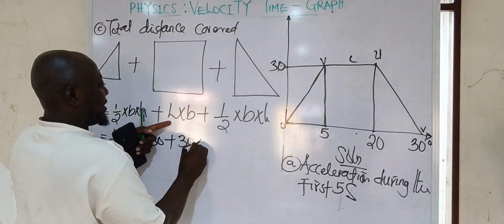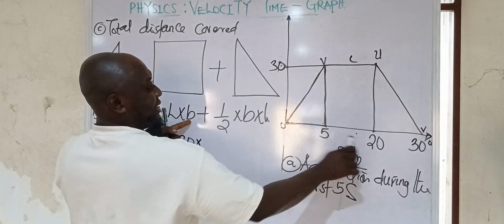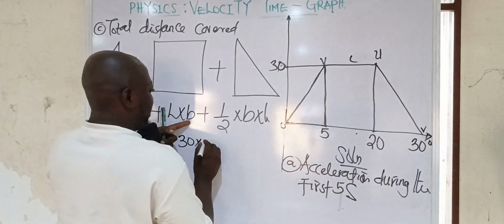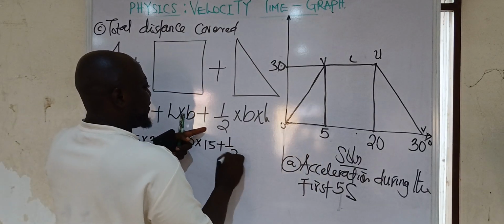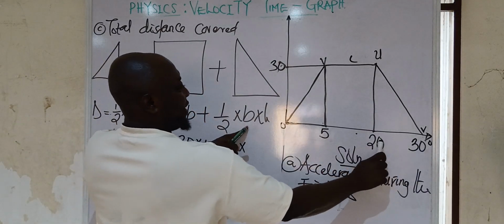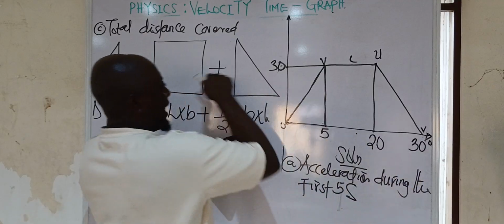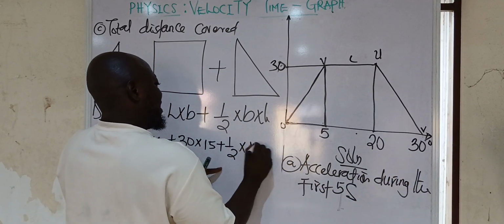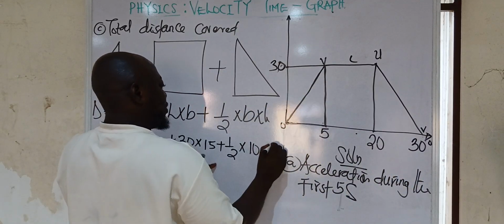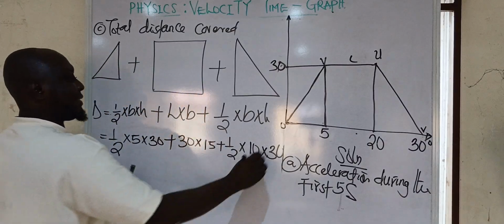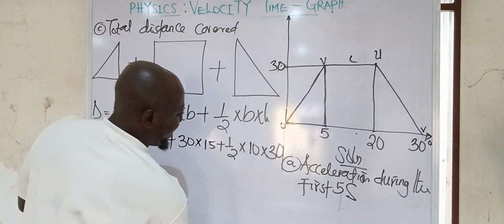This is 30 times the base, which is simply this minus this. This one minus this one. That will give us 15, plus half base. For this one, what's the base here? This minus this. That's the last one we have done. This minus that will give us 10, times the same height. The height is this one. I said all of them are sharing. The height is simple as A, B, C, D.